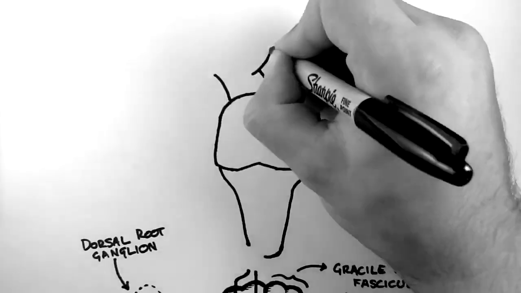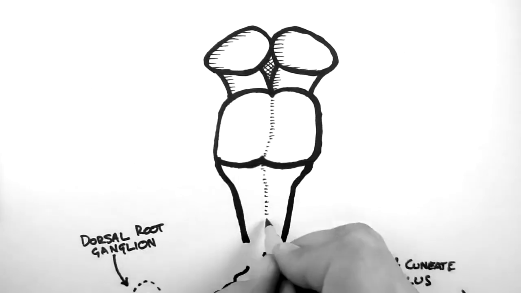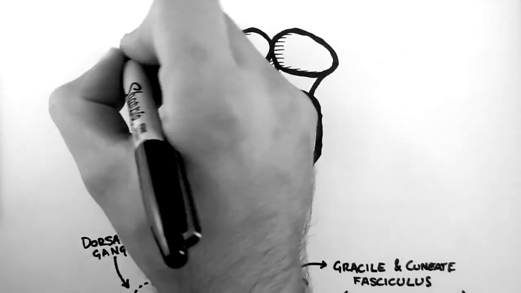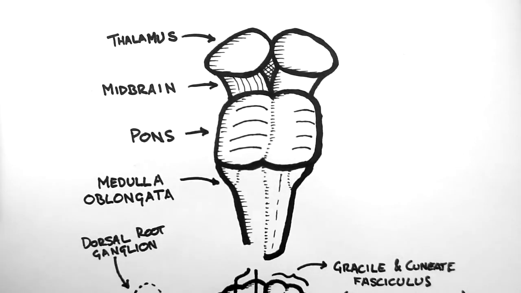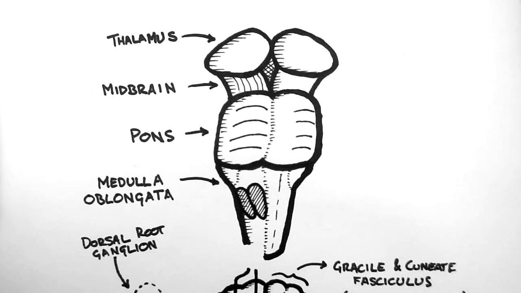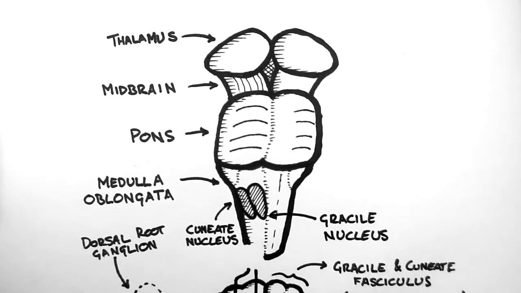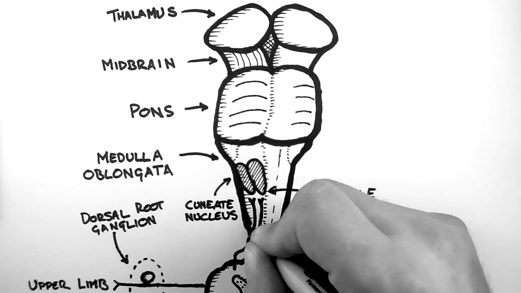From the spinal cord, the pathway ascends through the brainstem. So here is a brainstem plus the thalamus, which is not considered part of the brainstem. So we have the thalamus, the midbrain, the pons, and the medulla oblongata. In the medulla, there are 2 nuclei, which are the targets for the dorsal column. A nucleus is a discrete collection of cell bodies within the central nervous system. These 2 are named the cuneate nucleus and the gracile nucleus. And the cuneate fasciculus and the gracile fasciculus project to each respectively.